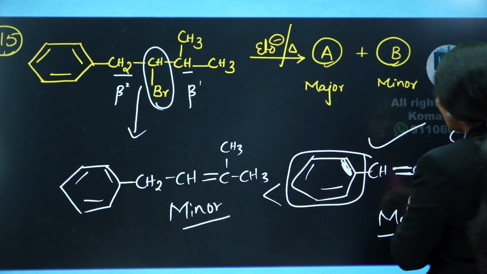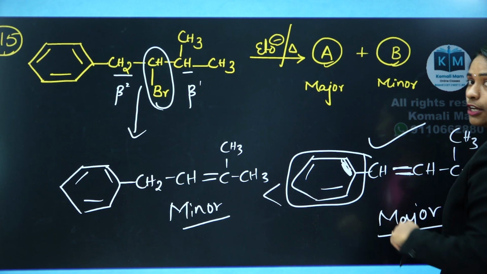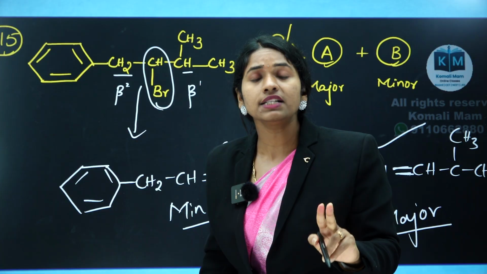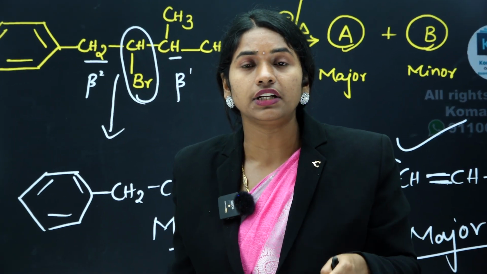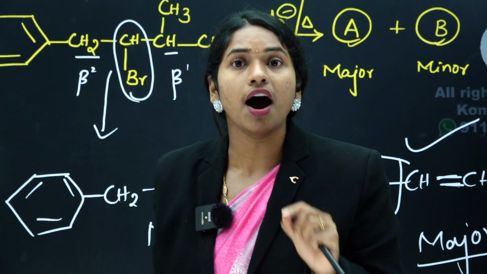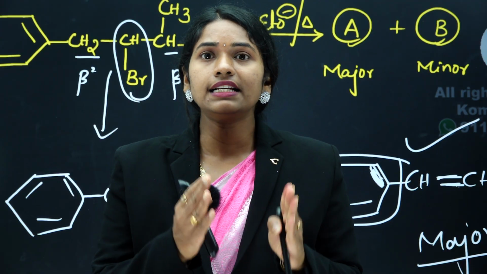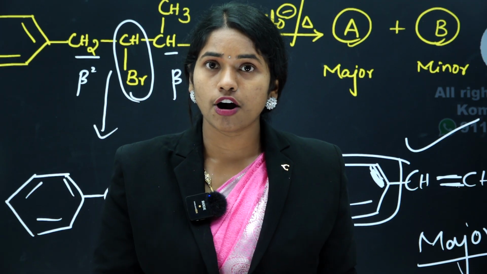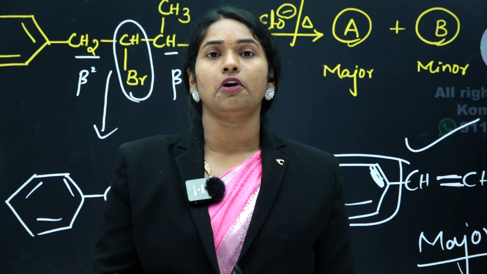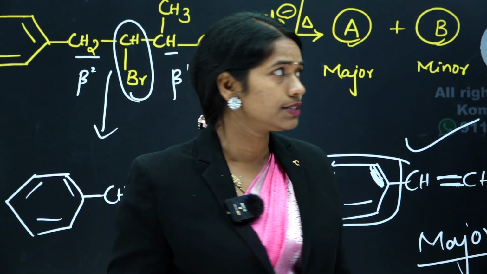Both differ in the position of the double bond. That's it. These are 2 structural isomers which differ in the position of the double bond. Then these 2 are examples of regioselective reactions. The selectivity word refers to the products. Out of the 2 products, one product is major, another product is minor.